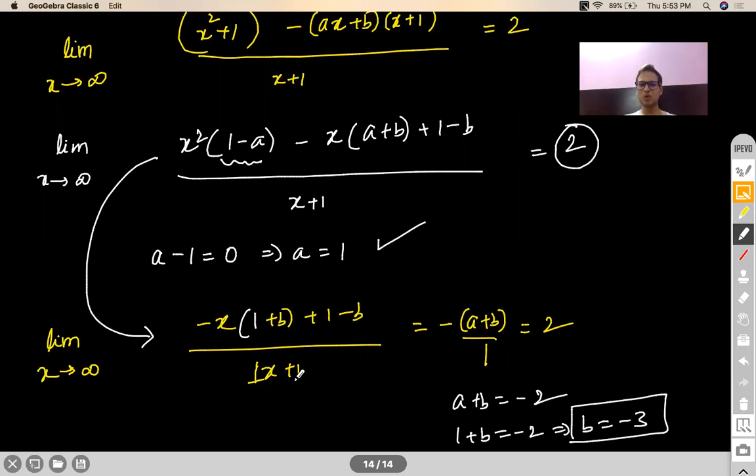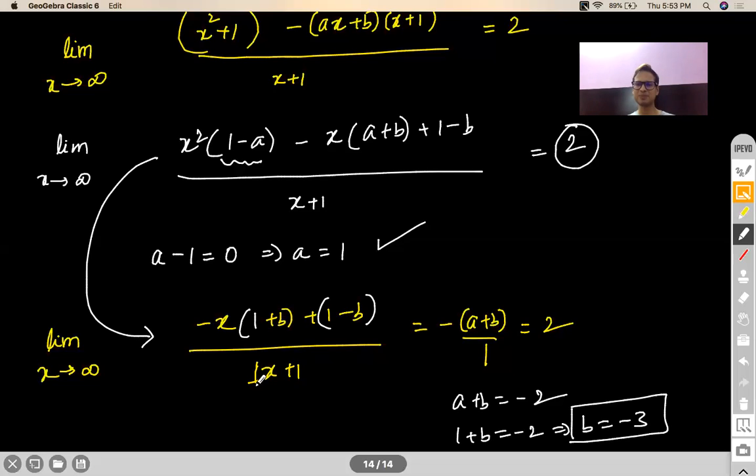Correct? Now, can 1 plus b be 0? No. You'll say that if 1 plus b is 0, you'll end up left with this term divided by x plus 1, and in that case your answer would have been 0 for sure. But your answer is 2, it is not 0. That means it is a case of linear divided by linear, that means same degree terms in both numerator and denominator.